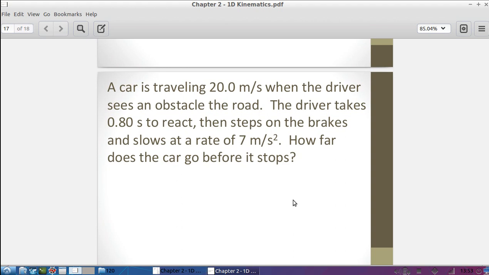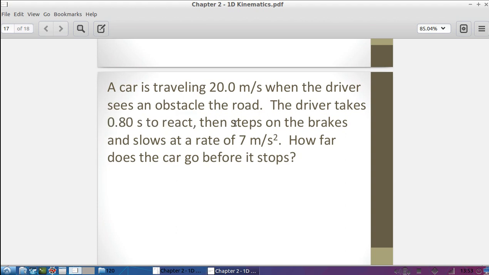So a car traveling at 20 meters per second when the driver sees an obstacle in the road. Driver takes 0.8 seconds to react. Okay, that's a very good quick reaction time. Driver was paying attention, not texting and driving. Alright, so make sure we're not doing that. 0.8 seconds to react. Steps on the brake.